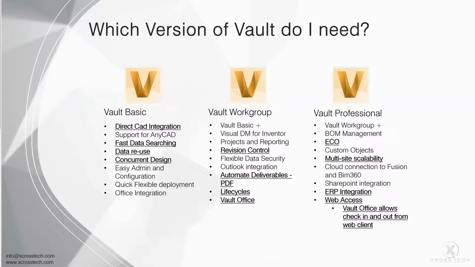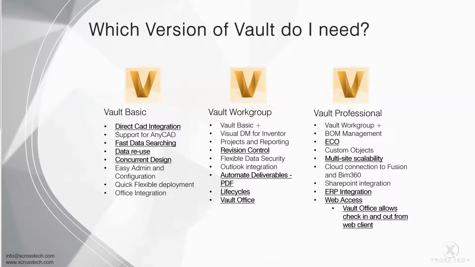Then we move to Vault Professional, which is everything included in Basic and Workgroup. You've then got your bill of material management, which comes with the item master, which then can be linked into your ERP system or SharePoint or whatever you're integrating with. You've got the ECO or engineering change order, which is the change process for when a file's being released or issued for construction or as built or whatever you're calling it in your organization. If that file needs to be changed, a change needs to be raised, approved before the file can be moved back to work in progress and modified. So that's the ECO process.